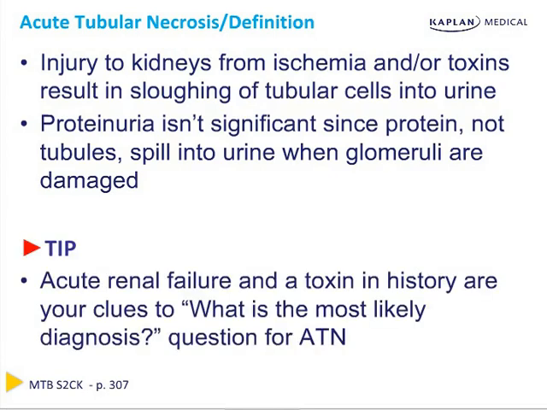So you really can't do a blood level of a drug or a biopsy to prove that a particular toxin caused the renal failure. So your best clues are going to be in the clinical vignette when either toxin ingestion or ischemia are described. Those are really going to be your best clues to answer the what is the most likely diagnosis question.